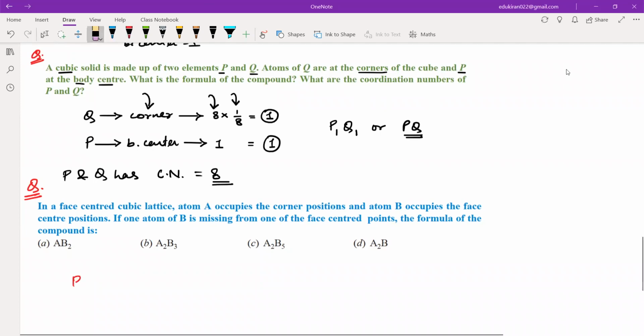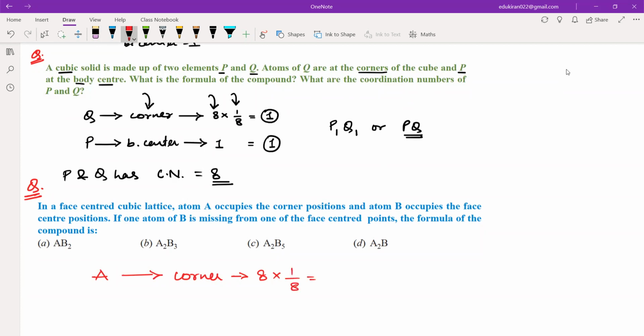Okay, first of all, A. Where is A present? What is the position of A? Corner. How many corners are there? In a cube, how many corners are there? 8. What is the contribution of each? 1 by 8. This will be equal to 1.